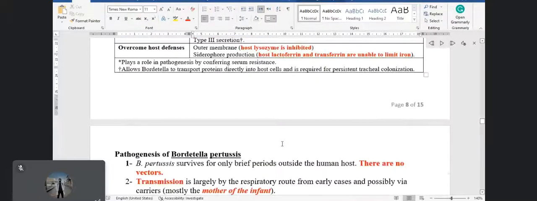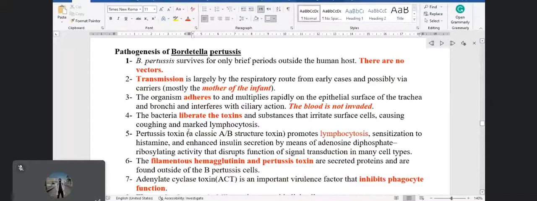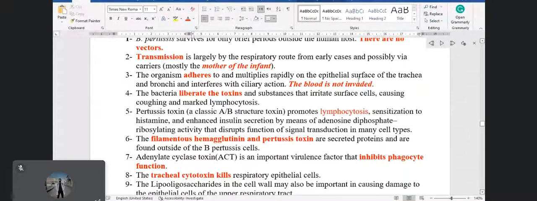So what does the bacteria do? First, it will colonize, and this bacteria has no vector, so it is transmitted directly from one human to another. There are humans who are actually carriers of this bacteria, and most babies get infection from their mothers, who are carriers. The organism adheres, multiplies, and does not invade the blood, so there is no specific antibody. You cannot detect the bacteria by a blood test. It liberates its toxin, irritates, and induces cough.